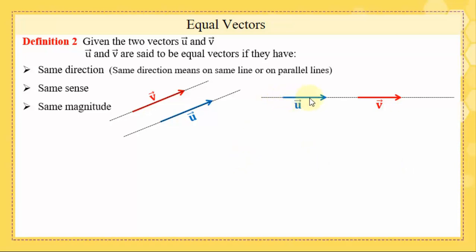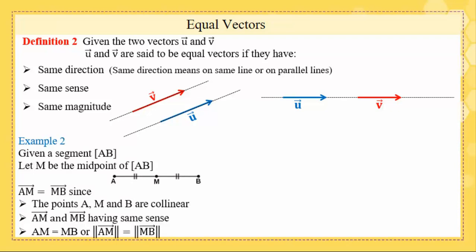Here we have vector U and vector V. They are on same line, then they have same direction. Here we have vector U and vector V. They are on parallel lines, then they have same direction. Same sense means that if one vector is going to the right, the other must also go to the right. If one vector is going upwards, then the other must also go upwards. And same magnitude means that we must have the same length of segment.